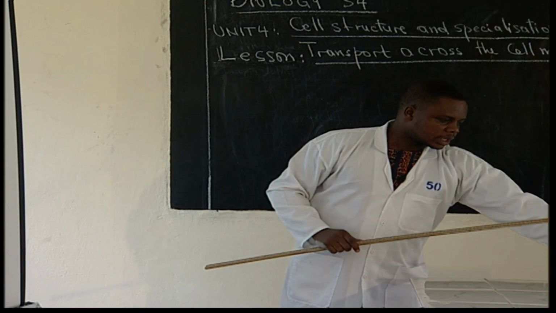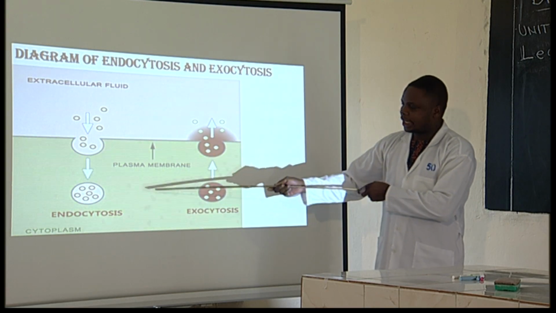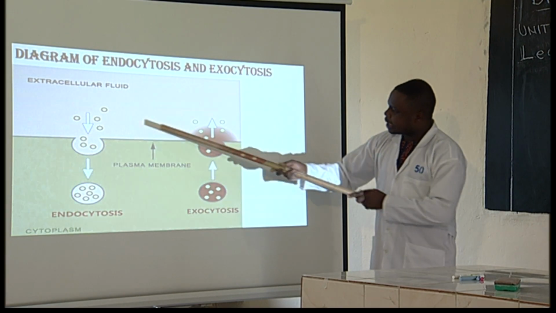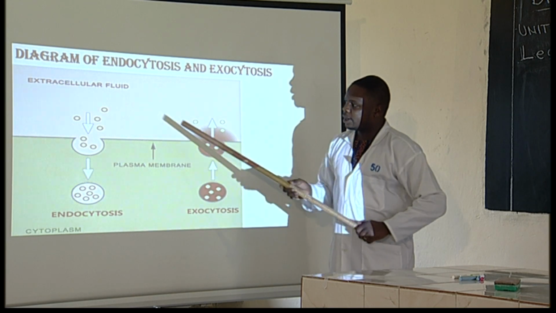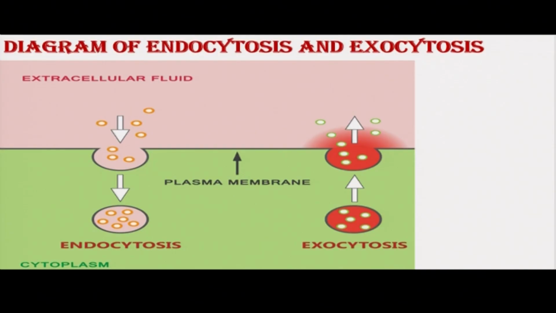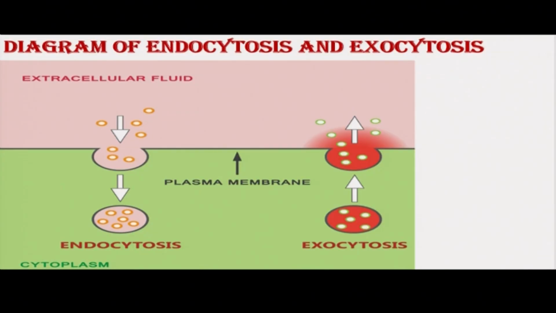Students, here we have the diagram showing endocytosis and exocytosis. Like you can see, this green part is inside the cell because you can see the cytoplasm, and this part here, which is extracellular, this one is outside the cell. And you can see here we have substances or solid particles. Here, they are surrounded by the cell membrane and they go inside the cell. This process is what we call endocytosis.